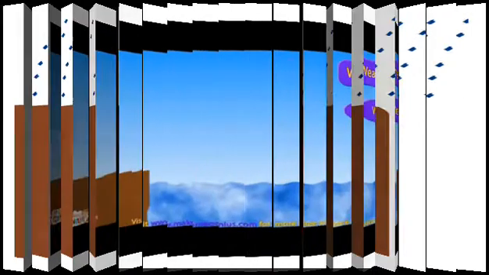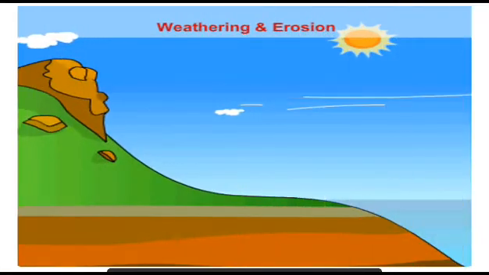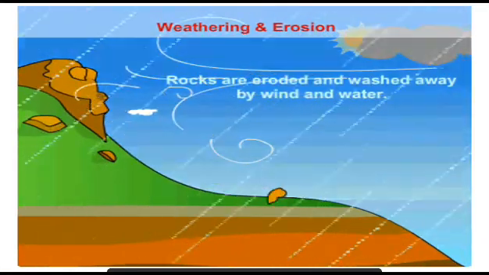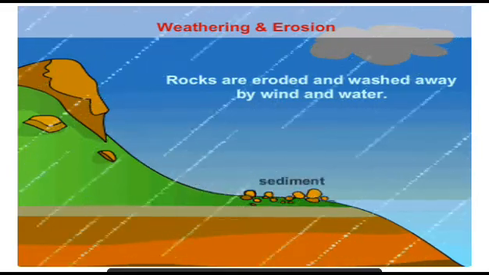In the next picture you can see that water also plays an important role in the weathering of rock. Due to the water current, the rocks at the base of the water bodies and at the side are broken into small parts. In this picture you can see how rocks are eroded and washed away by wind and water.